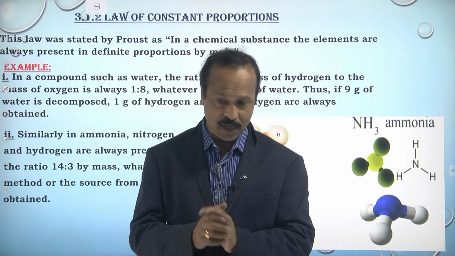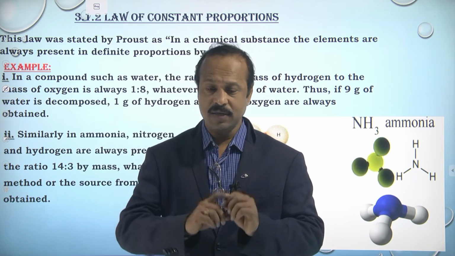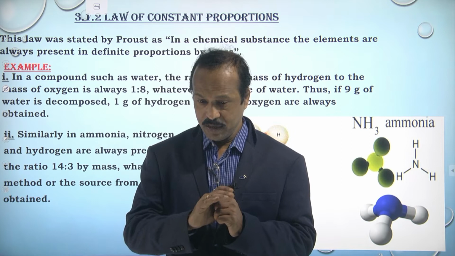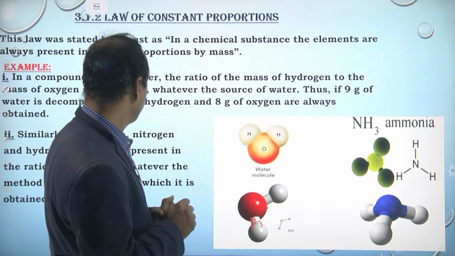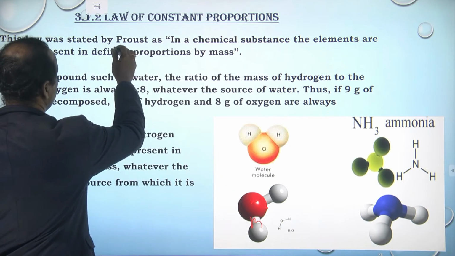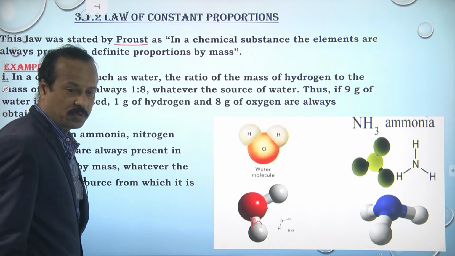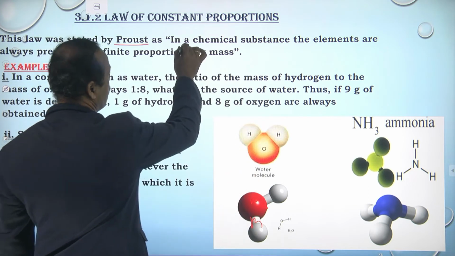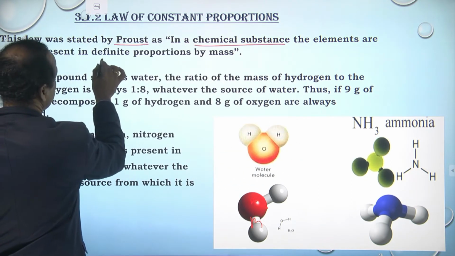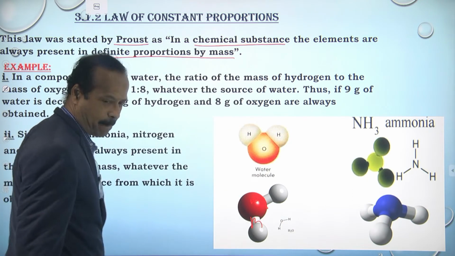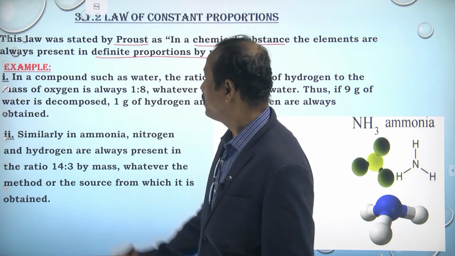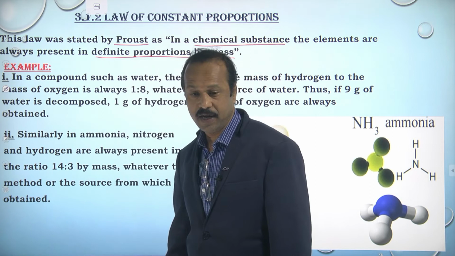You take carbon dioxide, anywhere you take it, it is made up of 1 carbon, 2 oxygen, the ratio is 1:2 carbon and oxygen. So, that is called constant proportion. What it says is very simple. This law was created by Proust. Proust was the scientist who proposed this. He said that in a chemical substance, the elements are always present in definite proportions by mass, whatever the source.